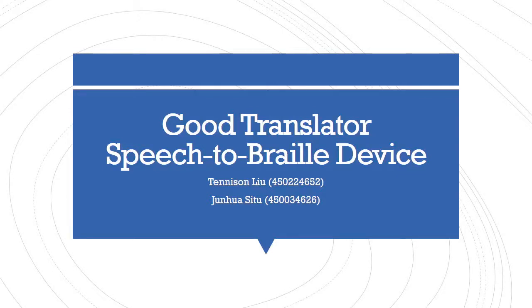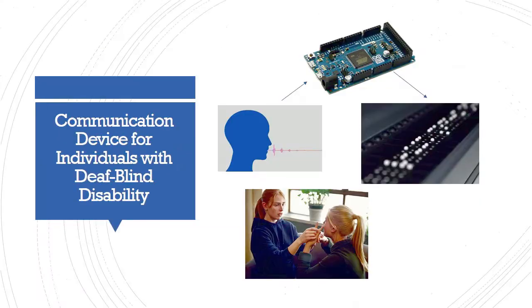Good morning. Today we'll be talking about our project device, which is a speech-to-Braille translator device for deaf-blind people. Deaf-Blind Australia defines individuals with deaf-blind disability as those suffering from both hearing and vision loss or impairment. In 2017, 13,000 Australians under the age of 60 lived with a deaf-blind disability.